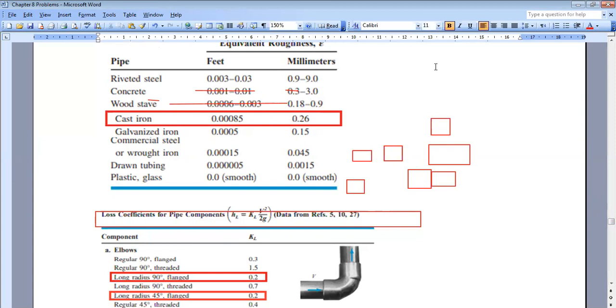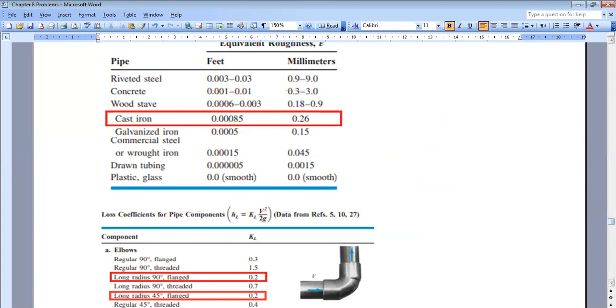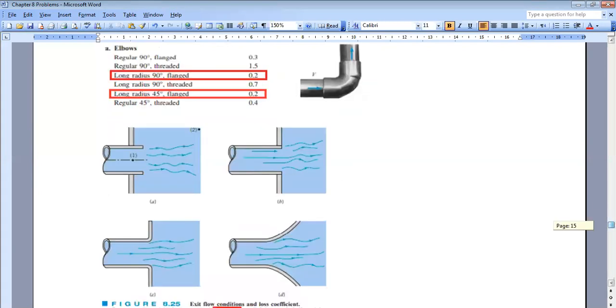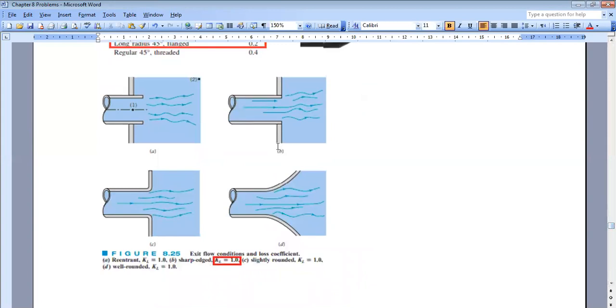Okay? And now, if I go to my table of fittings, I can see that for a long radius 90 degree flanged elbow, the coefficient of loss is 0.2. And for an angle of 45 degrees, it's also 0.2. So for both, K will be equal to 0.2. And the sharp exit, the most important one: we will get it from this figure. For the sharp exit, I have K equal to 1. So I found all my coefficients.